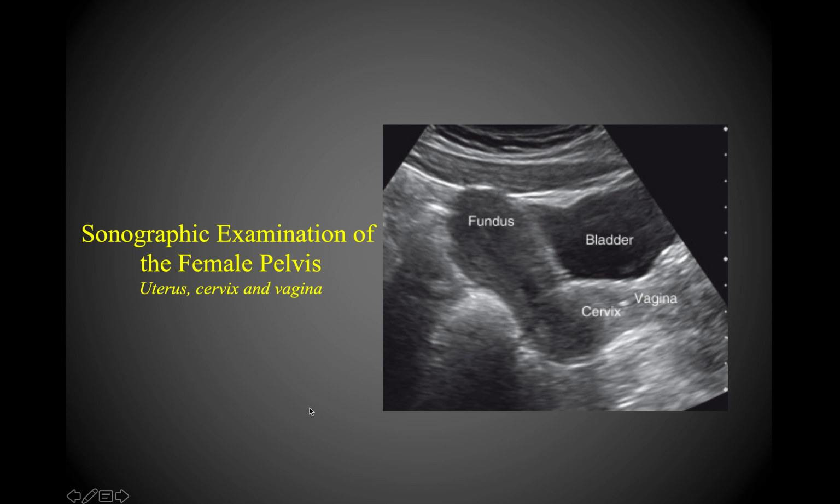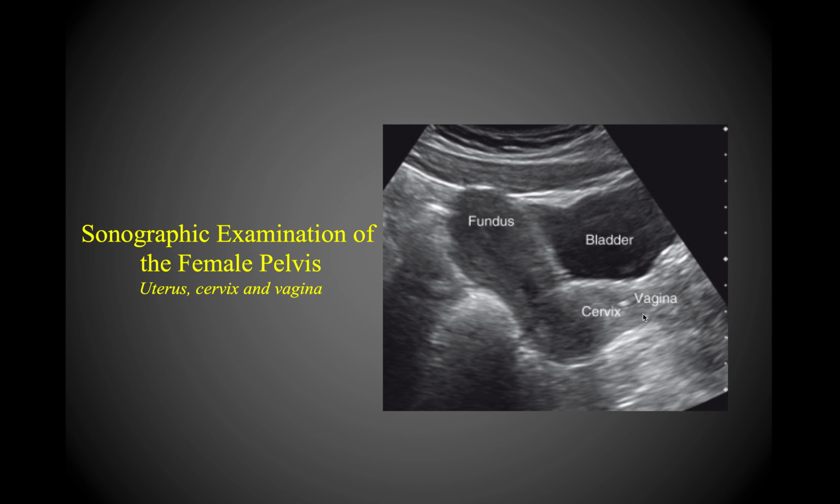We're going to look at the normal female pelvis as examined via ultrasonography. So in this first image here, we can see the bladder, which is located just anterior to the uterus. So this right here represents the bladder.